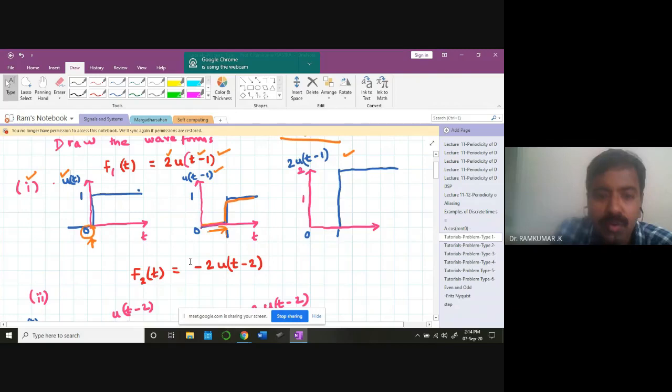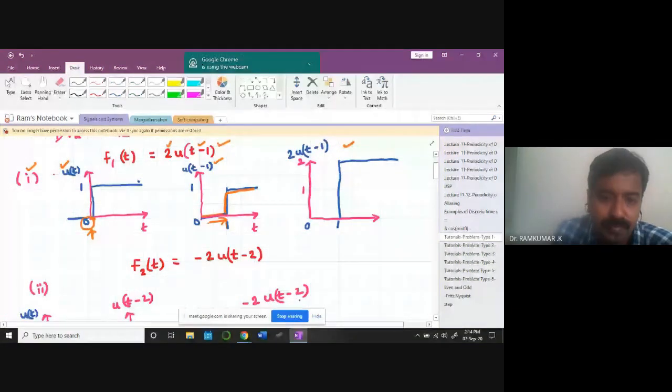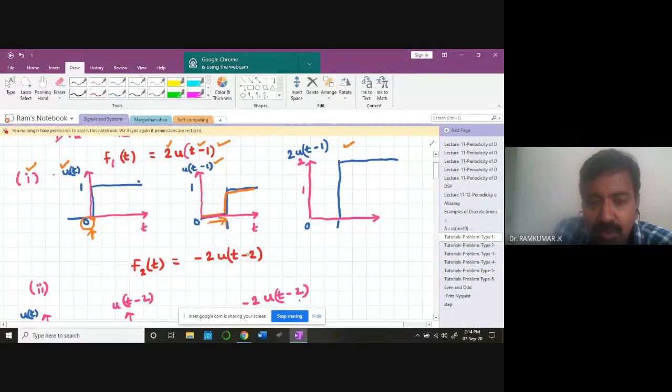What I am asking to do is f2 of t is equal to minus 2 u of t minus 2. Immediately you can see that the amplitude here is minus 2, not plus. And the other thing you can notice is there is a 2 unit time shift along this direction. Therefore, I put t minus 2 is equal to 0, t is equal to 2. So whatever has happened at the 0th instant, now I am going to move to the second instant.